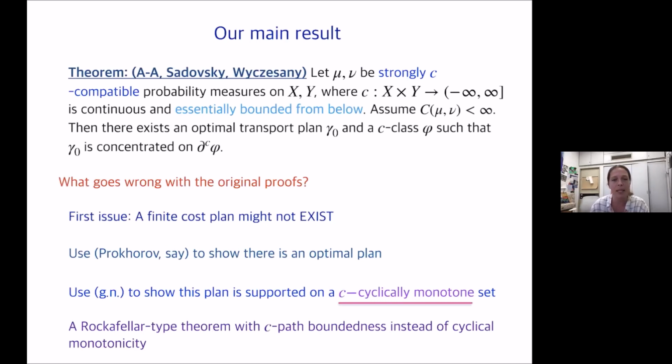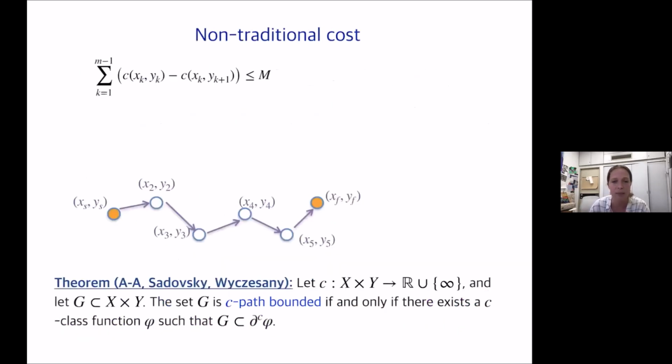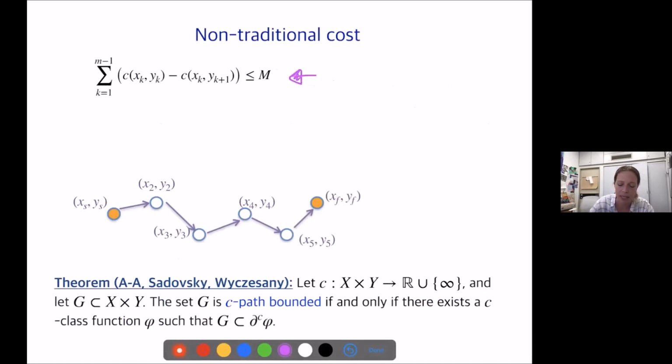To discuss it, let me go back one more time to Cpath boundedness versus C-cyclic monotonicity. Again, Cpath boundedness tells you that you have to find a bound like this, which holds for any m-1 points between your starting and your finishing point. And this was the picture.